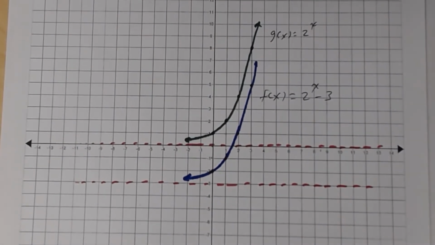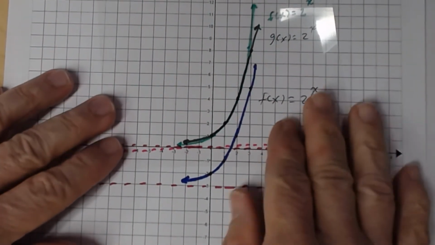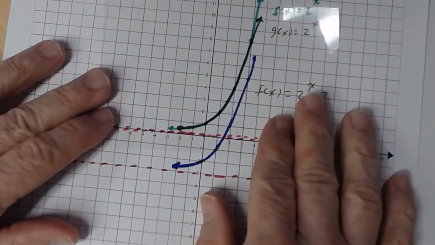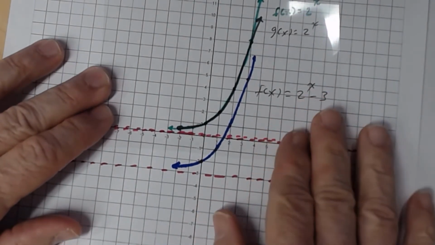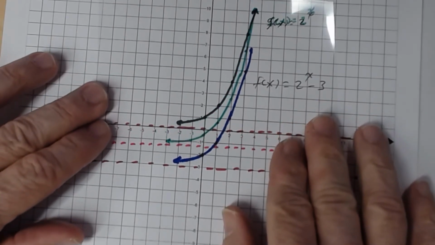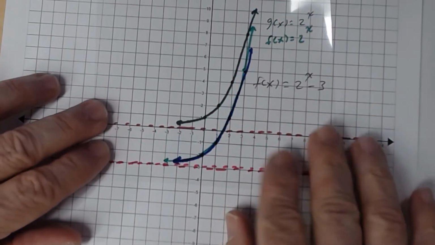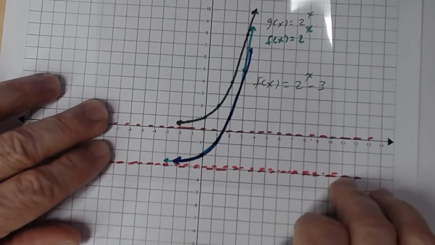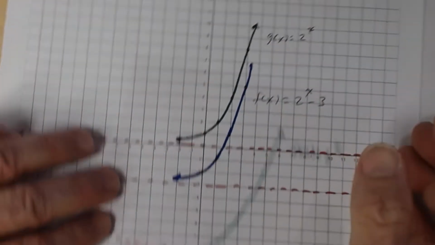And again, here's the transparency. Okay, watch what happens. See, there's the graph right here of y equals 2 to the x. I'm shifting it down 3 units. 1, 2, 3, and I get this. Okay? All right, so listen carefully.